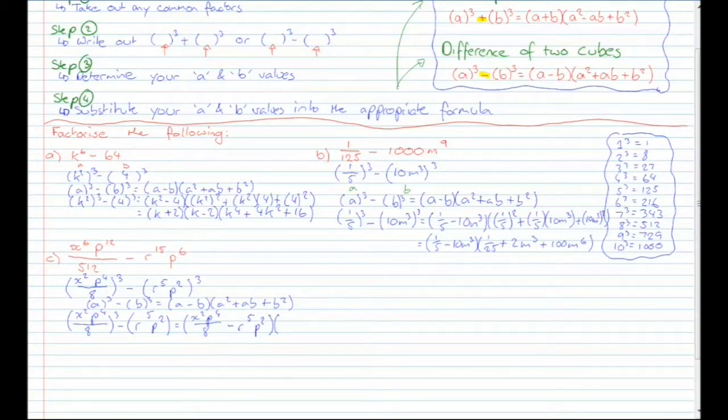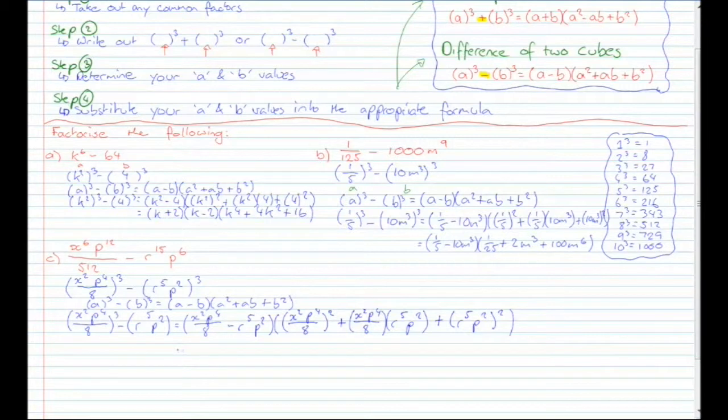a squared, so therefore it's going to be our a value being squared, x squared p to the power of 4 over 8, we square it now, plus ab, so therefore it's x squared p to the power of 4 over 8 times our b value, which is r to the power of 5 p squared, plus b squared, so therefore we've got r to the power of 5 p squared, and we square it.